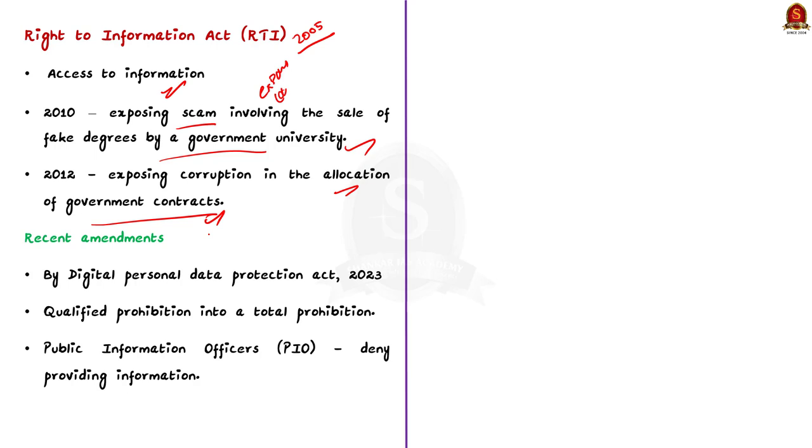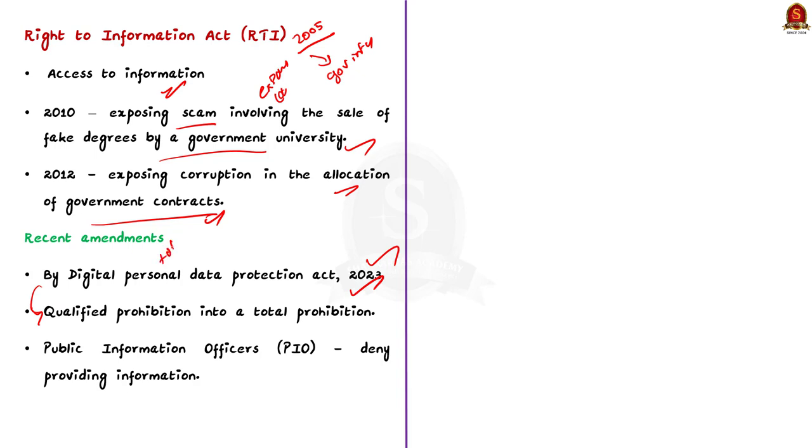However, in recent times, there have been concerns that the RTI Act is becoming less effective. This is due to recent amendments made in the RTI Act by the Digital Personal Data Protection Act of 2023. Let us see how this amendment affects the transparency of the RTI Act. As we all know, the Right to Information Act allows citizens to access information from the government, but it prohibits the disclosure of personal data of citizens unless there is an overriding public interest. The Digital Personal Data Protection Act of 2023 amended this qualified prohibition into a total prohibition.